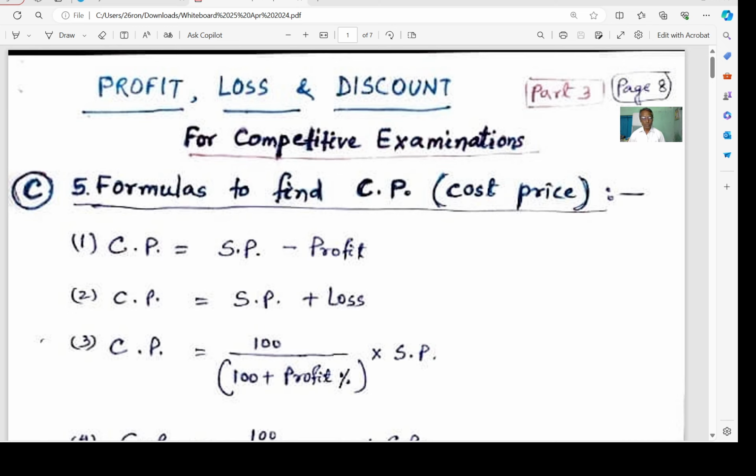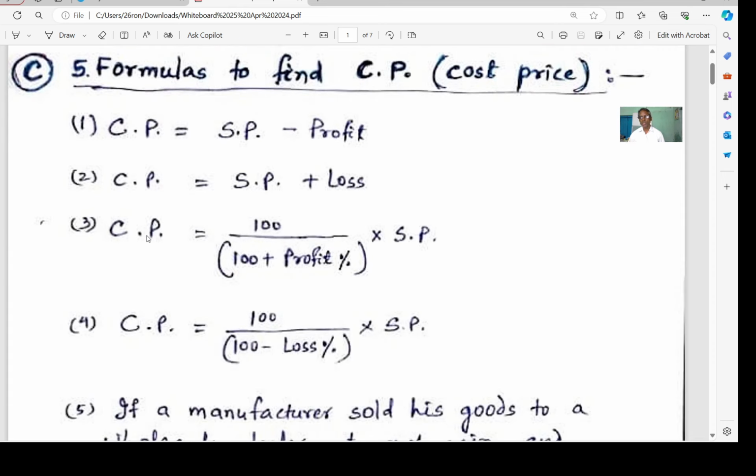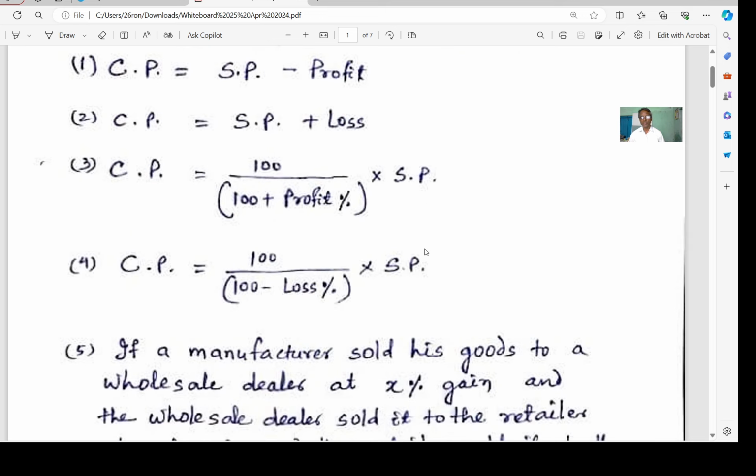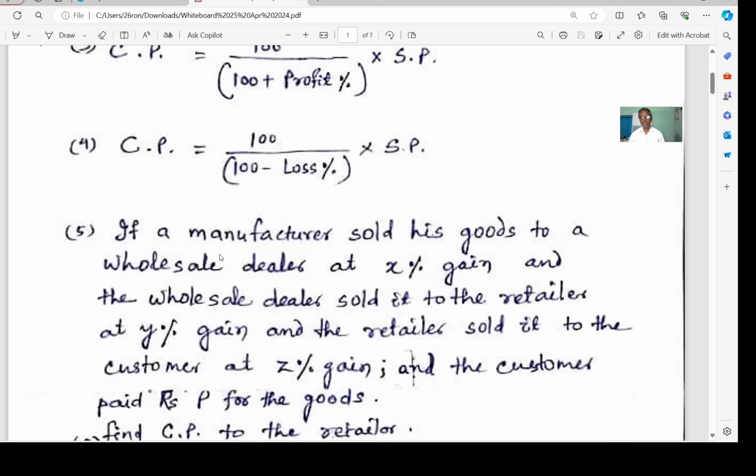Now I am going to discuss different formulas to find cost price. Seven formulas, not five. First, cost price is equal to sale price minus profit. Second, cost price is equal to sale price plus loss. Third, cost price is equal to 100 by 100 plus profit percent multiplied by sale price. Fourth, cost price is equal to 100 by 100 minus loss percent multiplied by sale price.